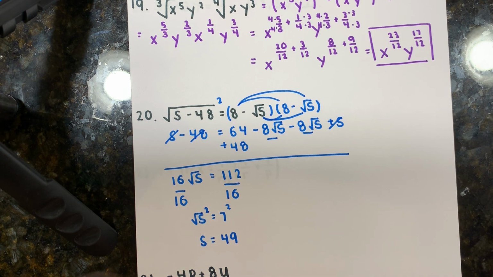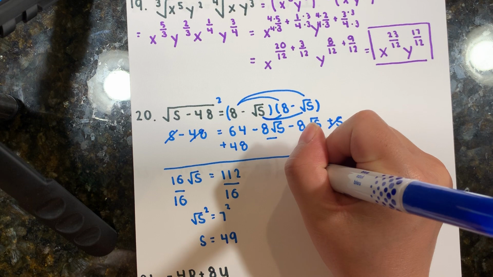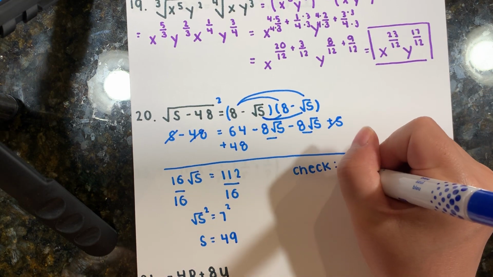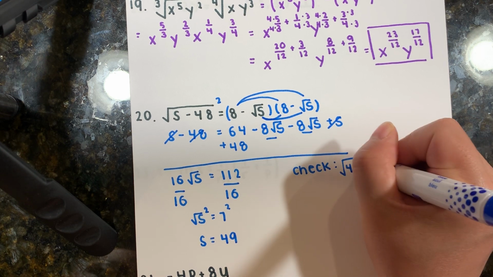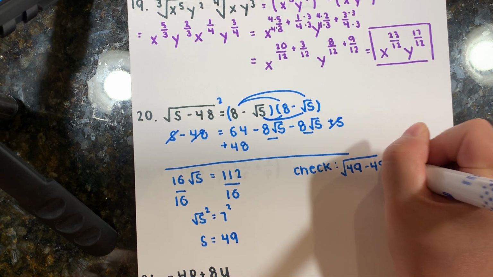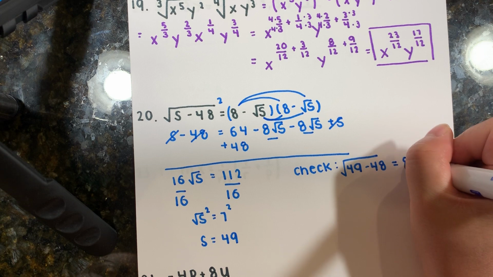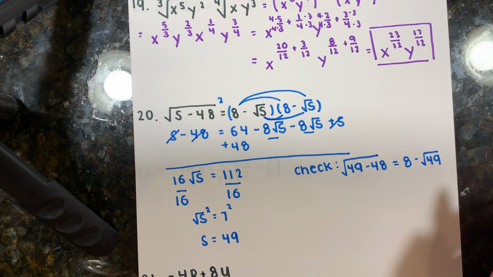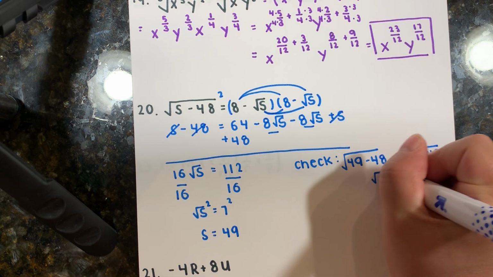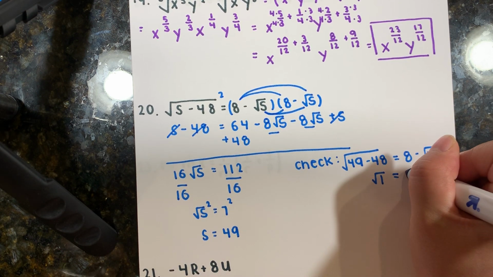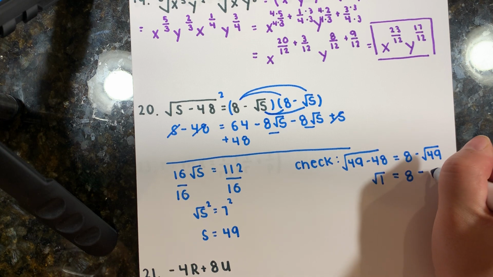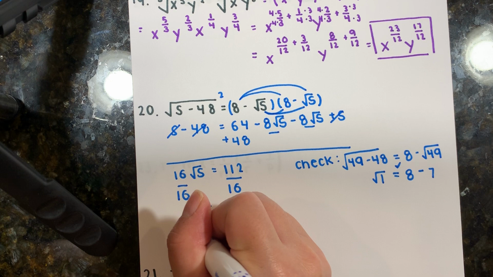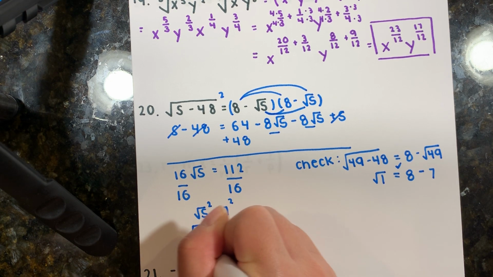But you're not done because you do have to check your answer. So I'm going to check it by plugging it in. So it'd be the square root of 49 minus 48 equals 8 minus the square root of 49. Well, 49 minus 48 would just be the square root of 1. Square root of 49 is 7. So does 1 equal 1? It does. So your answer is s is equal to 49.